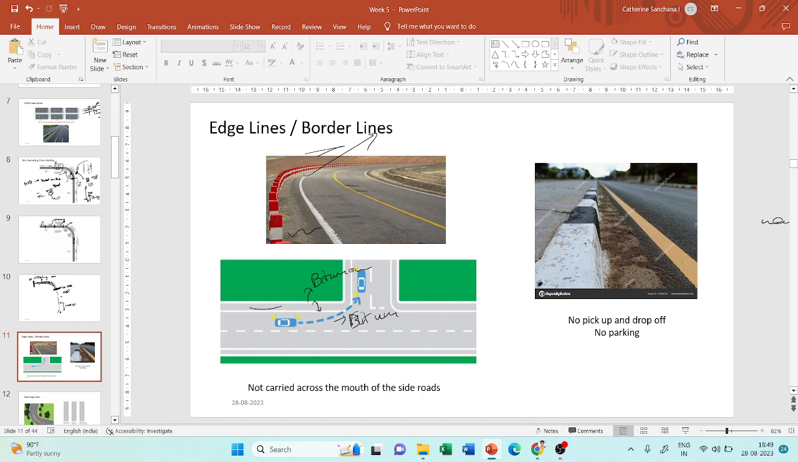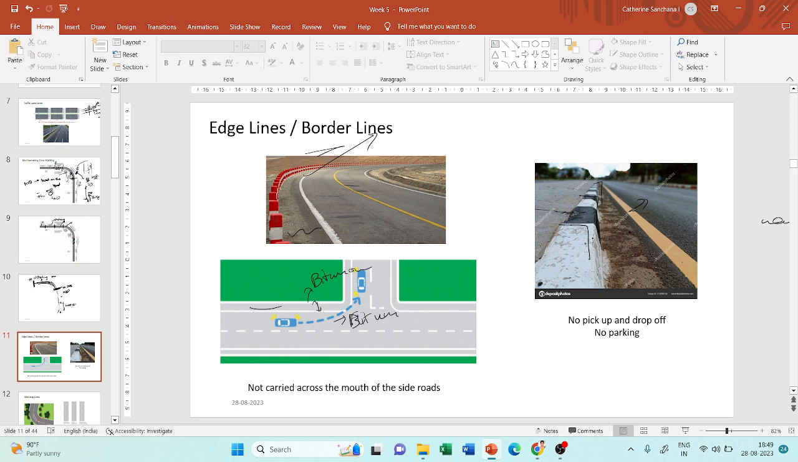And here, you see curbs here, right? They have provided a yellow edge line. This means that you should not stop your vehicle, even though parking is prohibited. Okay, that is one thing that you should know.